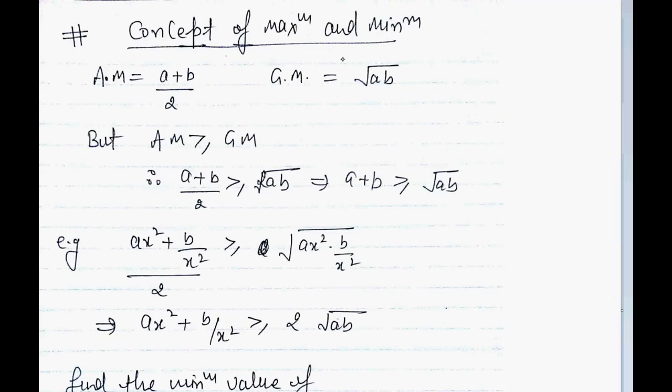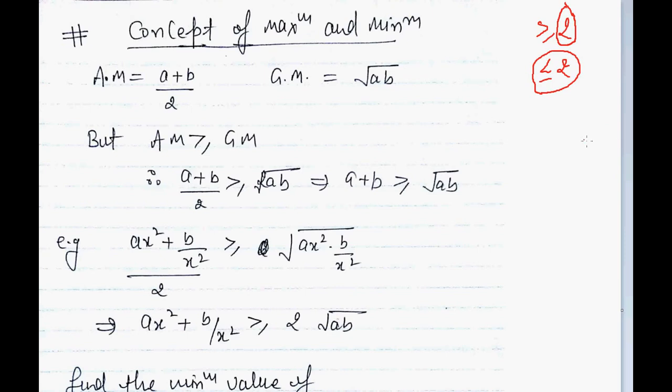Let's see. If I say any number is greater than or equal to 2, it can't be less than 2, but it may be 2 or greater than 2. This means 2 is its minimum value. If I say any number is less than or equal to 2, then it can be less, but it can't be more than 2. This means 2 is its maximum value. I hope you understand this.